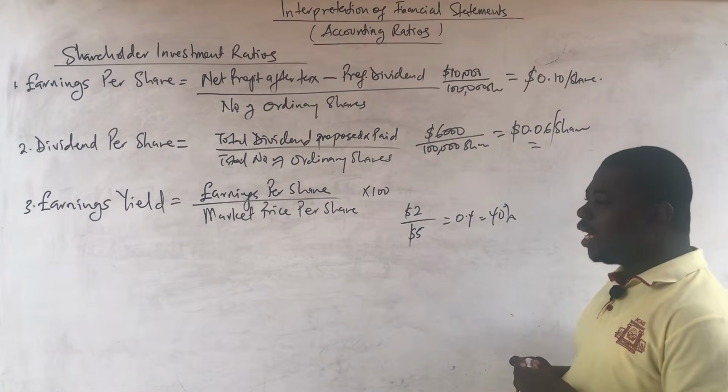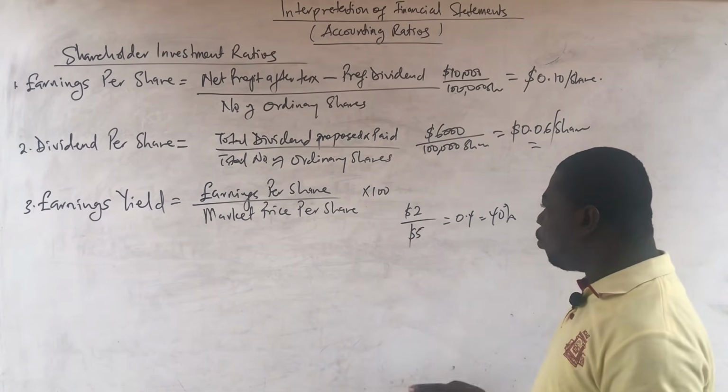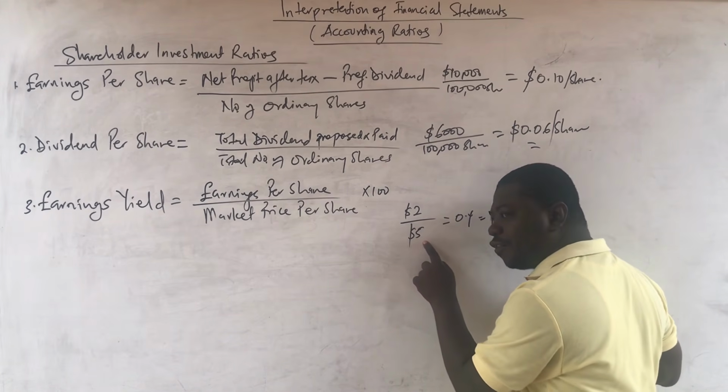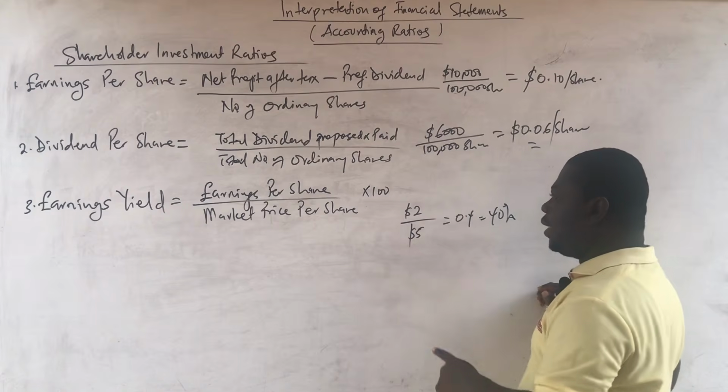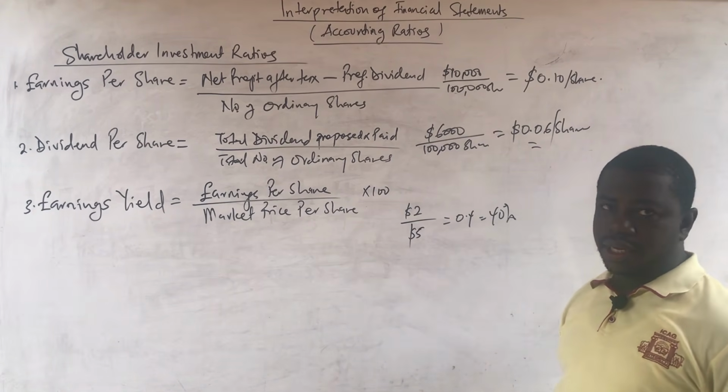Now, it means that for the price at which I buy the share, if I'm a shareholder and the current market price of the share that I'm buying it for is $5, then it's going to give me 40% as a return on it every year.